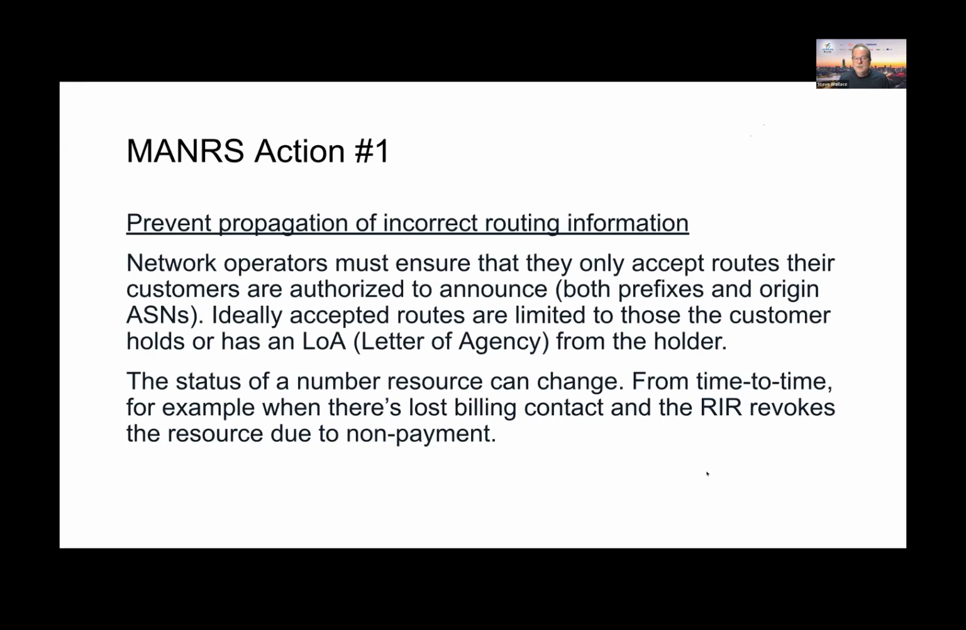So MANRS Action 1, what does it mean? Prevent propagation of incorrect routing information. If you're a network operator, you must ensure that you only accept routes from your customers that they are authorized to announce. In other words, these are routes that your customers either hold or, ideally, have a letter of agency from the actual holder to announce.